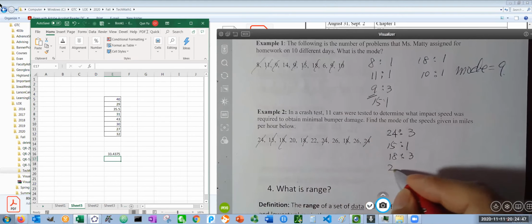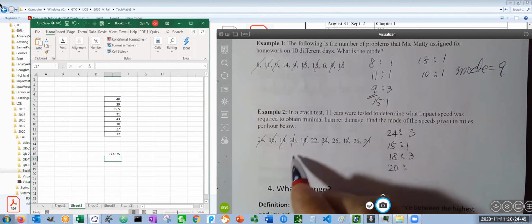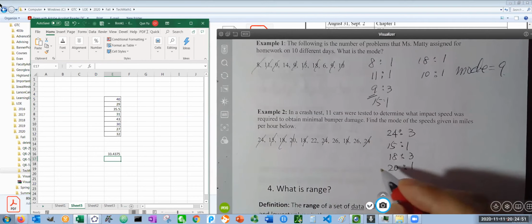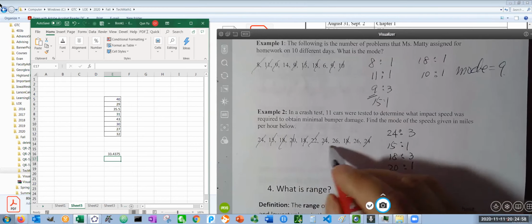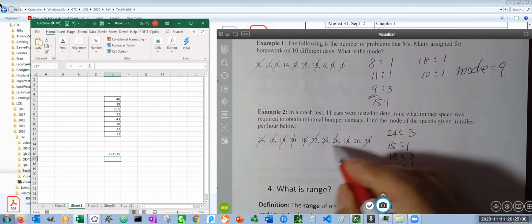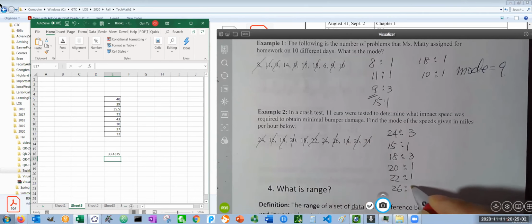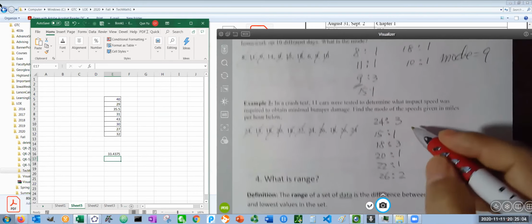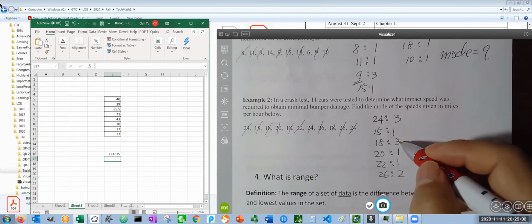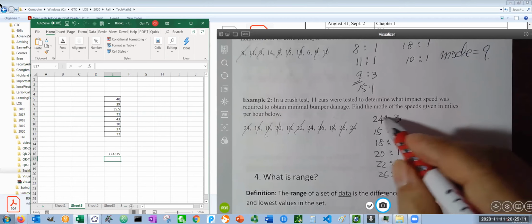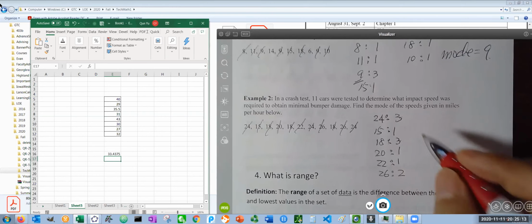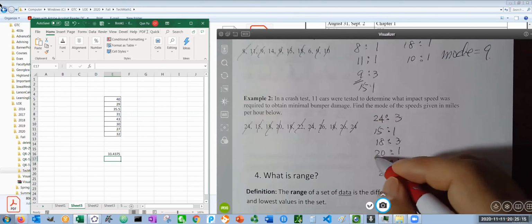Number 20, just once. Next one, number 22, also once. Next one, number 26, once, twice. No, that's all, no more. And when we look at these frequencies, they have 2 numbers that are equal frequency and they're highest. So this time they're equally important, equally popular. You have 2 modes.